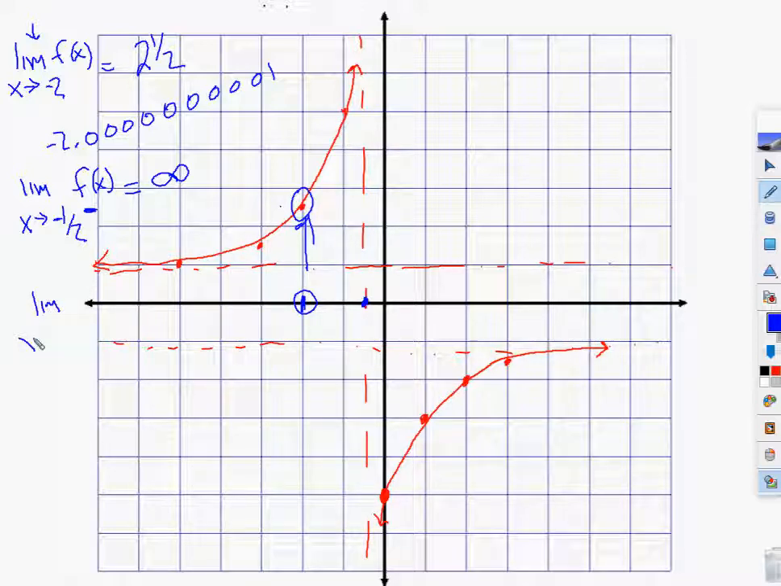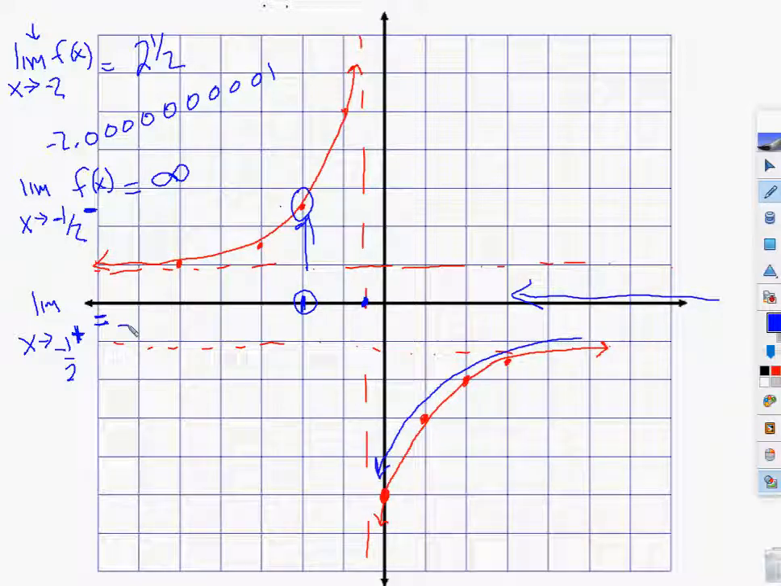And if I take my limit as x approaches negative 1/2 from the positive side now, this side doesn't really matter because that's the left-hand side. I'm coming from this side and getting close to negative 1/2. And what happens to my function on this side? Well, it goes down infinitely, so negative infinity.